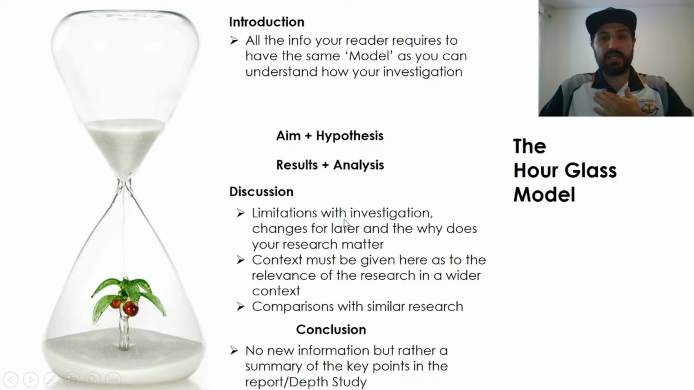You're talking about the limitations of your investigation here, the changes that you might want to do later. Why does your research actually matter? And that's why it's kind of narrow here still, because you're still talking about your investigation specifically, or investigations like it. Then now you need to get into what's the actual context. Why do I care about this? And why should I care about this? You need to give some context here.